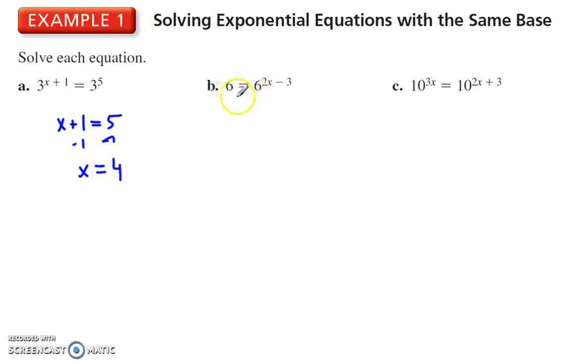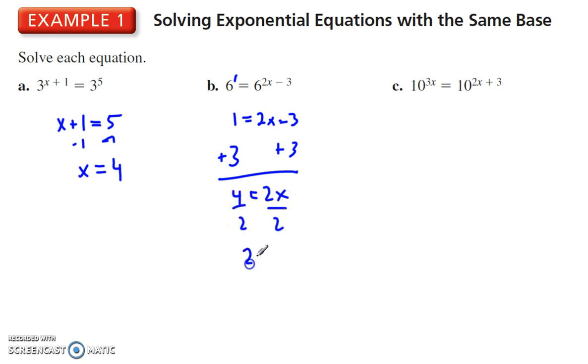Okay, here again, we have the same bases. The exponent here, there's none, so there's a 1 implied. So 1 is equal to 2x minus 3. And then solve that, add 3 to each side. And then I get 4 is equal to 2x. Divide by 2 on each side, and x equals 2.